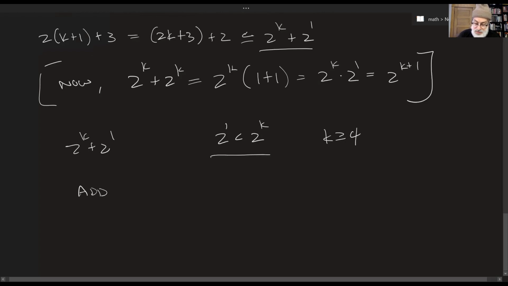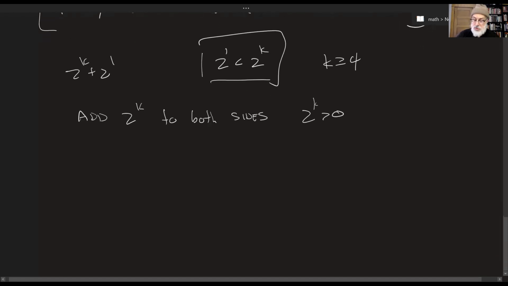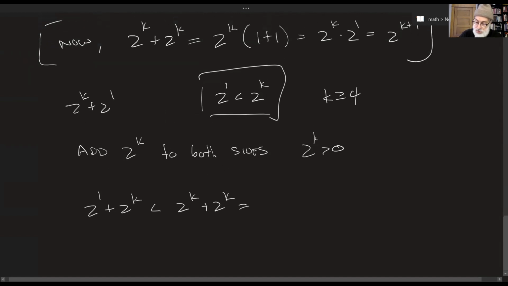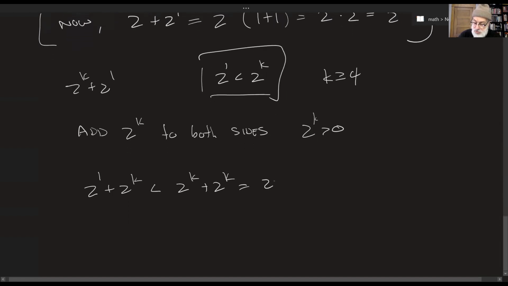And we're going to add 2 to the k to both sides. This, again, will not affect this inequality. But just to be sure, what we're saying is that 2k essentially is positive. So we are in no danger. So I'm going to add that. And we showed above in our little aside here that 2k plus 2k is the same as saying 2 to the k plus 1.